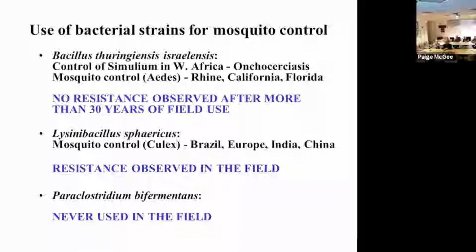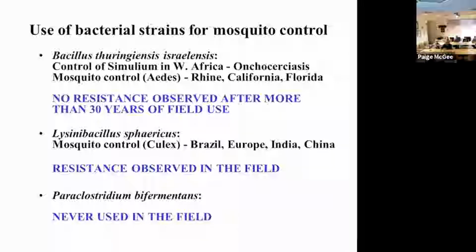Now, BTI also has been used in the Rhine Valley primarily for control of nuisance mosquitoes, and to a lesser extent in control programs in California and Florida, and also, for example, in Southeast Asia. Now, one of the features is that in spite of many years of use, there has been no resistance observed in this particular case in BTI. I'll come to an explanation as to why this occurs.